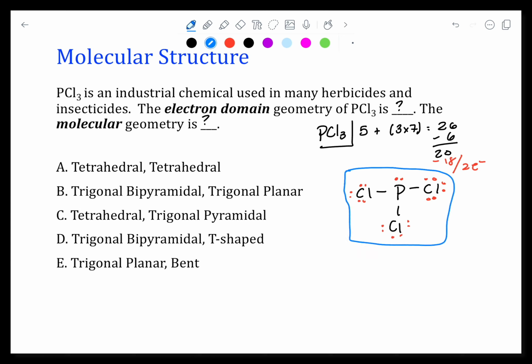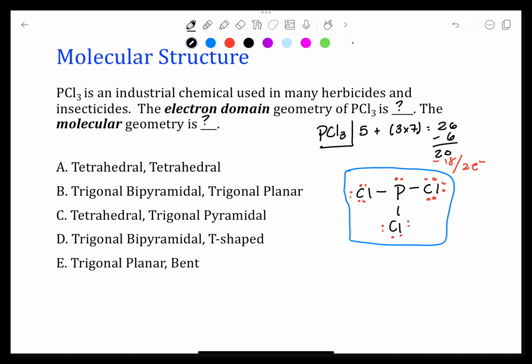Now again, this is a perfect example of why we need to follow our Lewis structure rules for drawing this, because some students look at this and say, oh, it's PCl3. Done. Which is incorrect because you're not accounting for your lone pairs. Your lone pairs are going to be important.